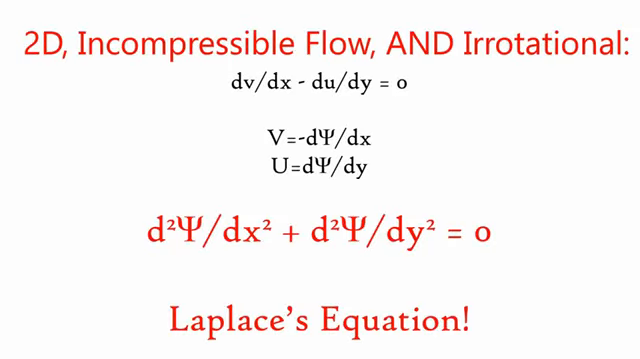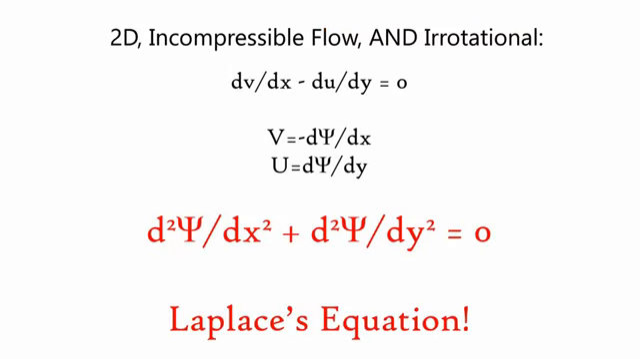Since we are also assuming inviscid flow, the flow is irrotational, which means that dv dx minus du dy equals 0. Plugging the psi values in, we get Laplace's equation, which is just d squared psi dx squared plus d squared psi dy squared equals 0. We now have an equation that represents the entire flow field in terms of only one variable, psi. This is a lot easier to deal with than having the continuity equation with two variables to solve for, u and v. The continuity equation in terms of u and v was a partial differential equation, much harder to solve than Laplace's equation, which is an ordinary differential equation.